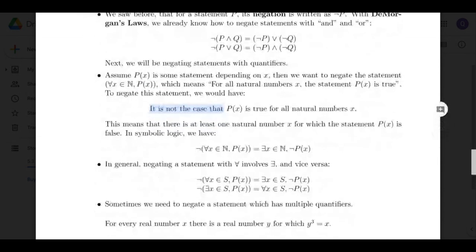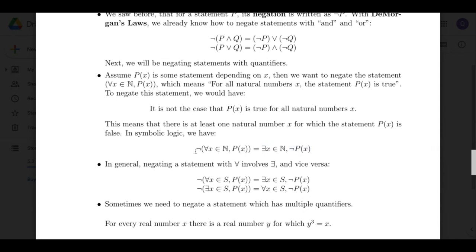So in symbolic logic, we use this. We negate the statement. The statement is for all x in natural numbers, P of x. Then we want to negate the whole thing, because this is for all. When we negate for all, that means there exists at least one natural number x, and that number will negate the statement P of x.